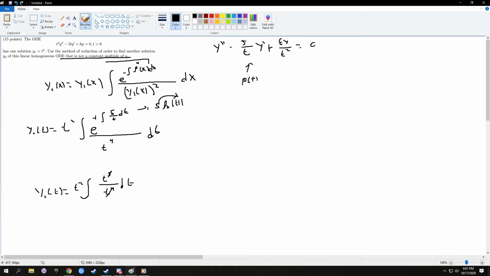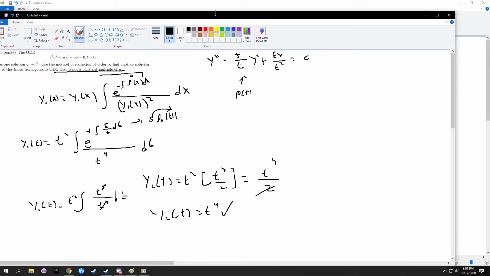This will cancel, this becomes t, the integral of t is going to be y2 equals t squared times t squared divided by 2, and this now equals t to the fourth divided by 2, and this constant does not matter, so y2 of t equals t to the fourth. And that's exactly the same thing we got before, and this is a much faster way to do it, but they do want you to show all the work in the way it was shown in class, and not this method, but both work. Next question.